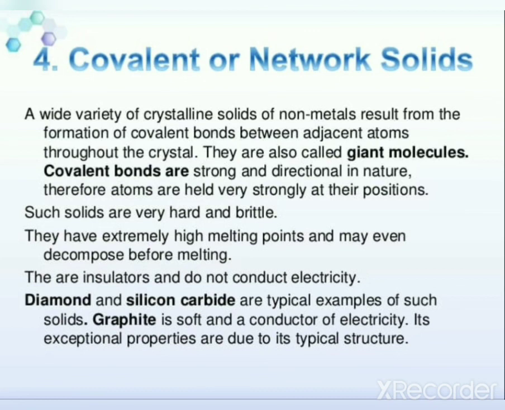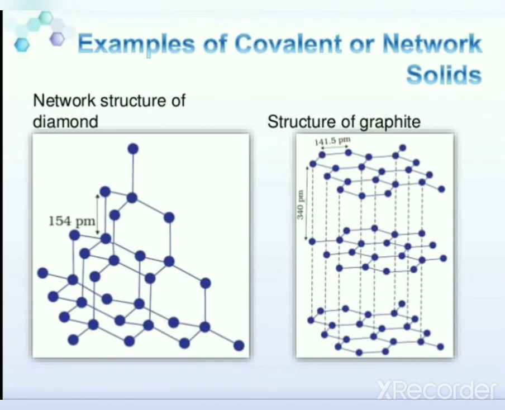Now, why is graphite soft? It is because the different layers can slide over one another. So, that is the reason why graphite is used as a lubricant. Diamond has a rigid 3-dimensional structure. In graphite, you can see hexagonal rings arranged in different layers.